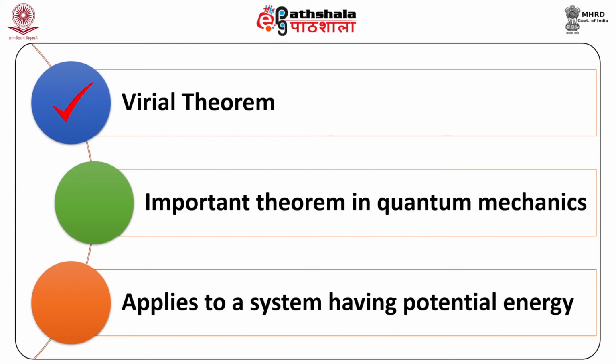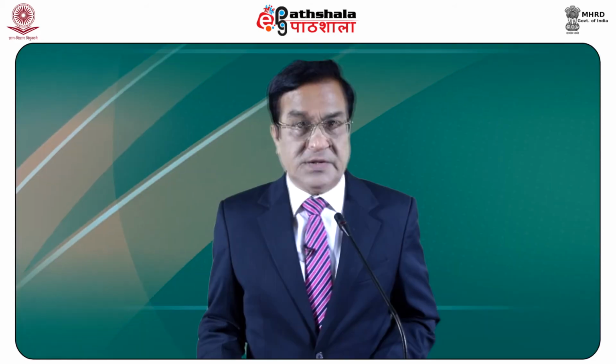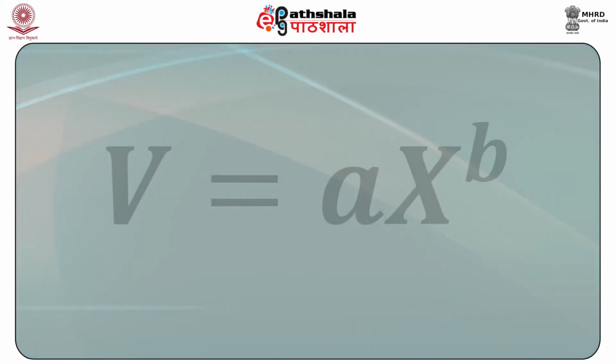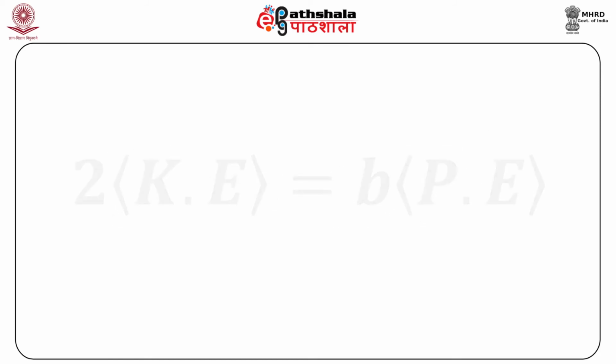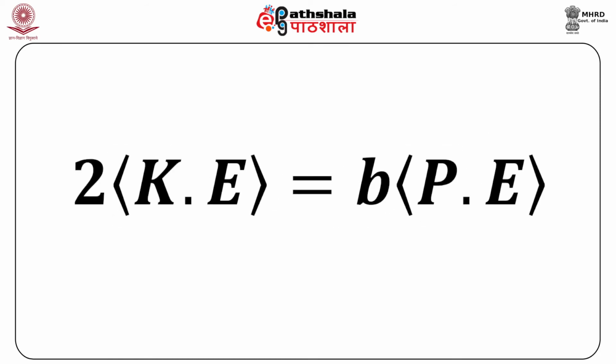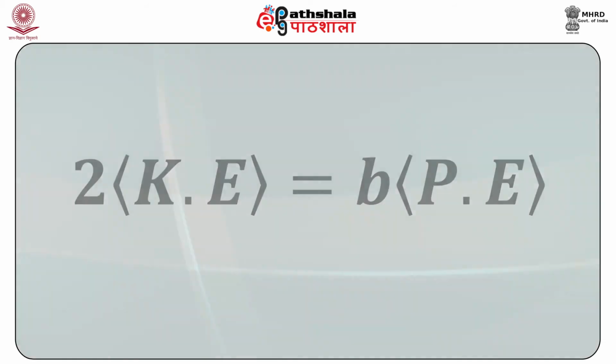Lastly, we will discuss the virial theorem. This is a very important theorem in quantum mechanics. It basically applies to systems having potential energy. According to this theorem, if potential energy can be expressed by the expression V equal to Ax to the power B, where A and B are constants, then the kinetic energy is related to the potential energy in the following manner. That means 2 times the kinetic energy will be equal to B times the potential energy.